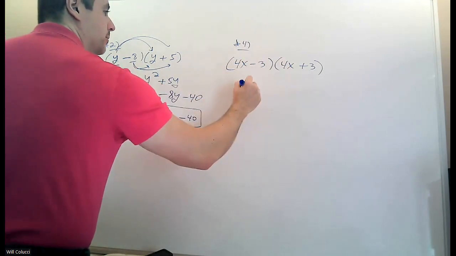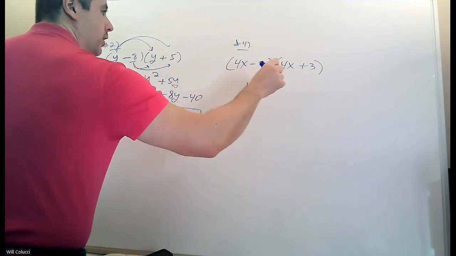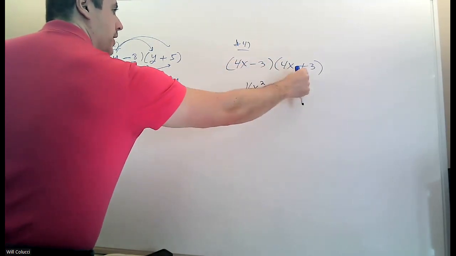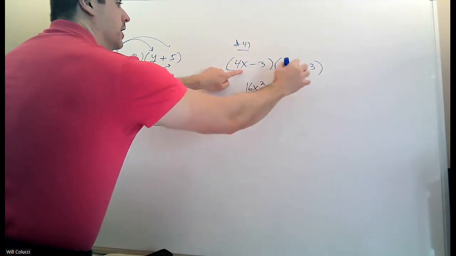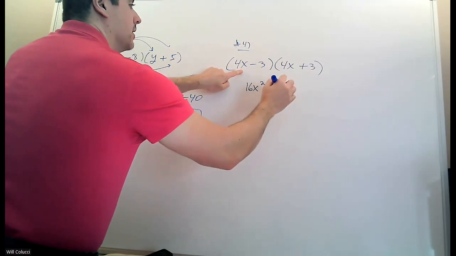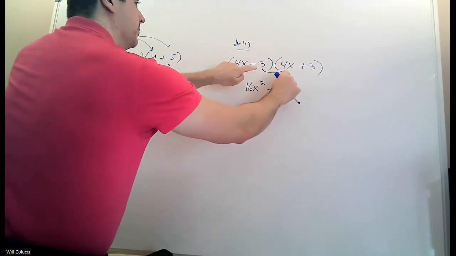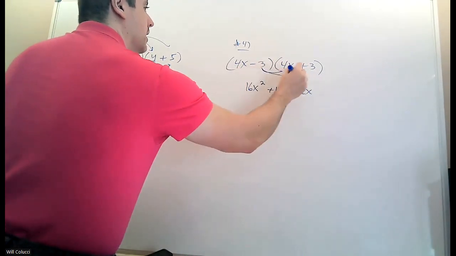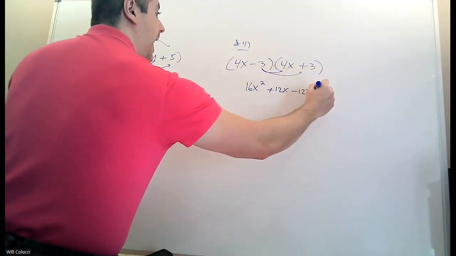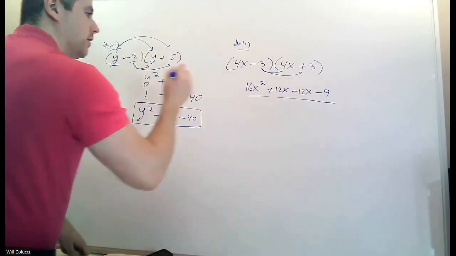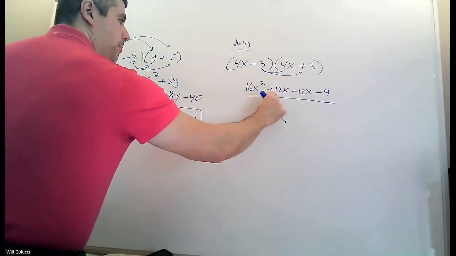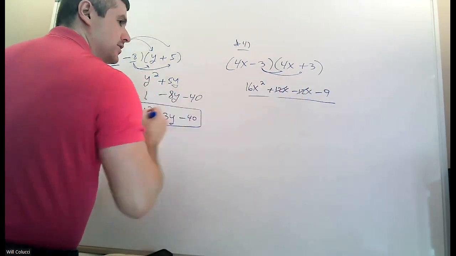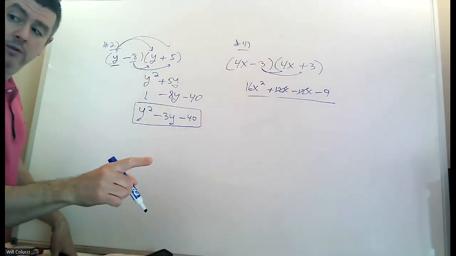So 4x and 4x makes 16x squared. This time I'm going to write it all across. 4x and 3, use your fingers. You get a positive 12x. Now in the middle here, you get -3 times 4x, that's -12x. And then at the end, you get -3 times +3, which is -9. So you can write it all in one line. This is fine. Positive 12, take away 12 is 0. It's not 1. It's not x.